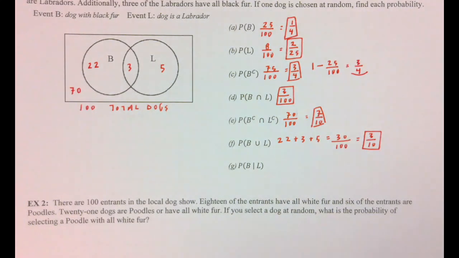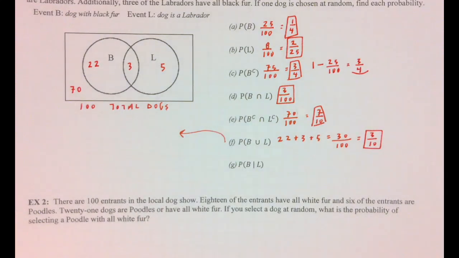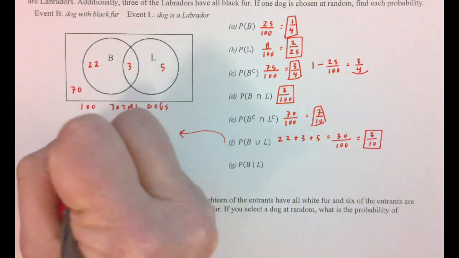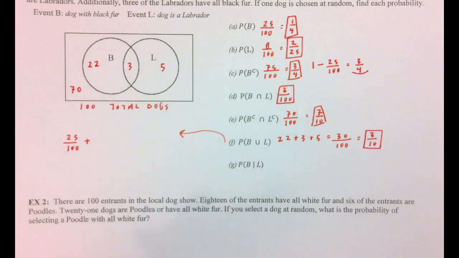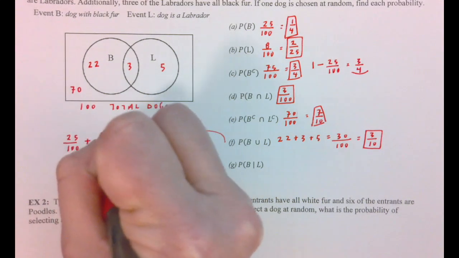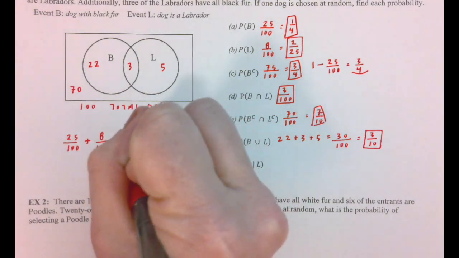But I'm going to keep reminding you, let me do it over here, that if we do it with the formula, I could look at my dogs with black fur, so 25 out of 100. Add that to my 8 labs. And then take away those 3 black labs that are double counted.